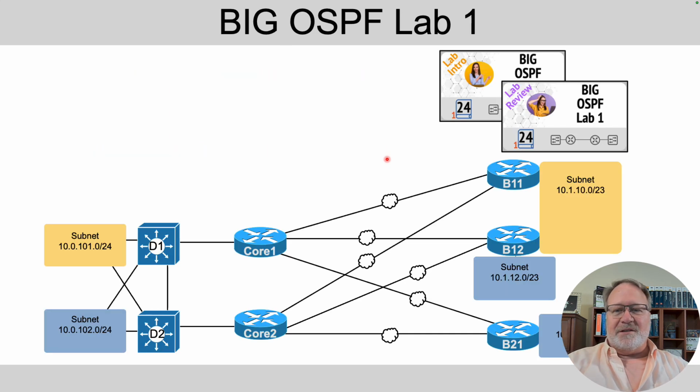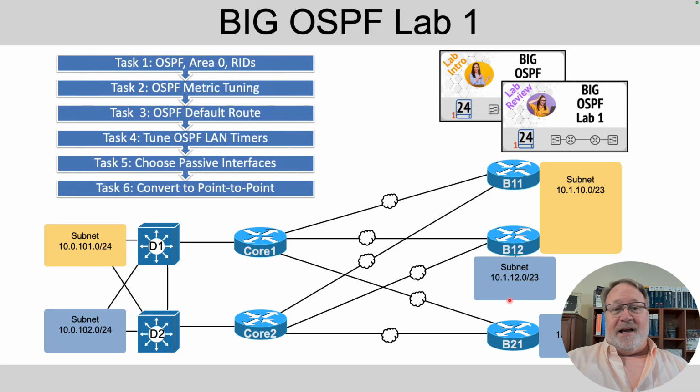All right, so what's the lab like? Well, you have this topology down here with some layer 3 switches, a couple of core routers, and some branch office routers, as you see here. And then you do these tasks. You configure OSPF, you configure the router IDs, you change some things to tune the metrics, you configure a default route so it's flooded throughout the OSPF domain. You reconfigure hello and dead intervals for some of the routers. You choose where to use passive interfaces and enable that. And then you convert some links to use network type point-to-point instead of a broadcast network type.